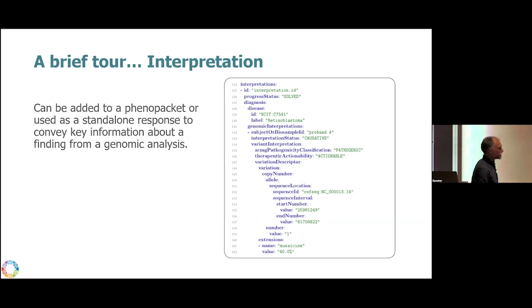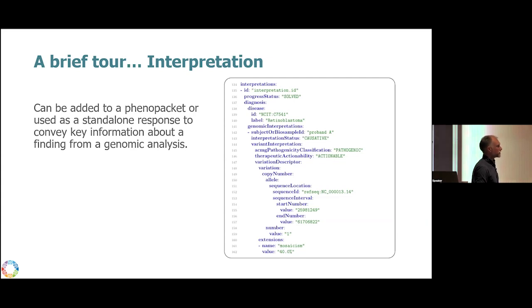Here we actually say, we think we're pretty certain that this is the case, and this is the causative variant of this particular disease. And then there's an interpretation of the variant itself. You can see here, this is a pathogenic interpretation, just using the ACMG classification.